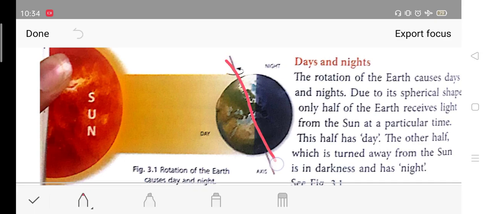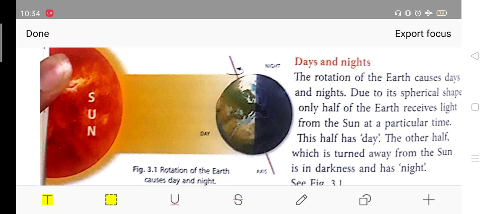This line, do you see, passing through the earth? This is the tilt. Fine. Okay. Then the rotation of the earth causes days and nights. Now I told you that there are some consequences of rotation.